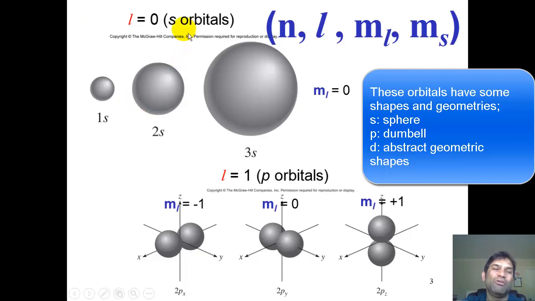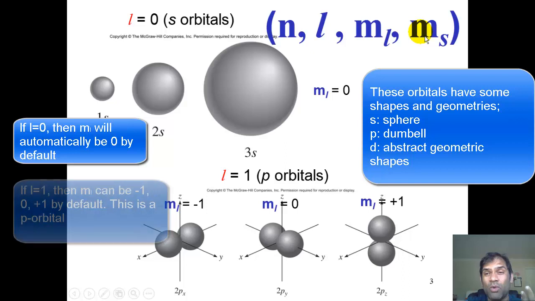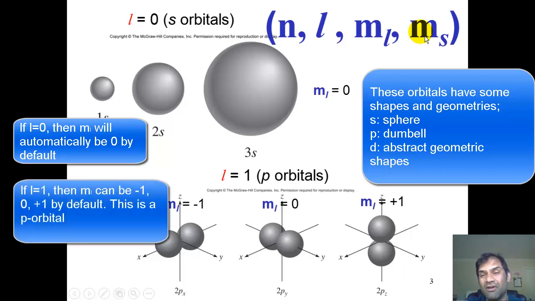So if L is 0, there's really only one spot for the electron to go, and it will go spin up and spin down. So L is equal to 0. By default, the third quantum number is equal to 0. Okay, that is something you'll just have to memorize. If your L is 0, we're talking about an s orbital, and M sub L, this third quantum number, automatically takes the number 0. Now within that s orbital, it's going to be either spin 1/2, spin up, or spin down, negative 1/2.